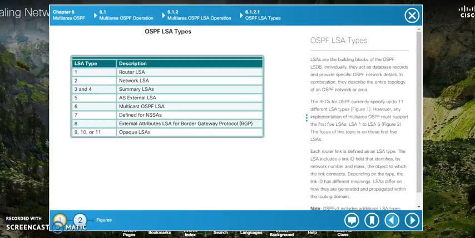Okay, so here we have a couple different LSA types. Right now we have to worry about 1 through 5. So first we have a router LSA, which is the directly connected links. We have our network LSA, which is the network links between the routers. We have summary, which does the links outside of the network. And then 5, we have all external, outside the network links.